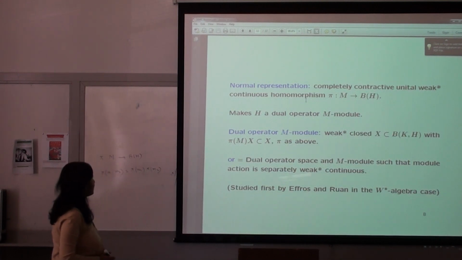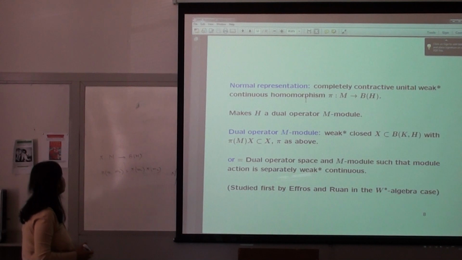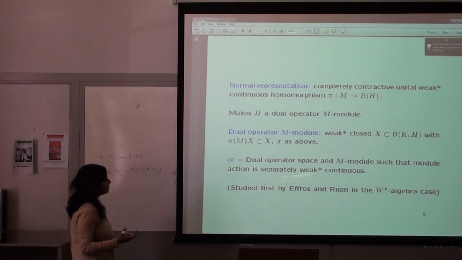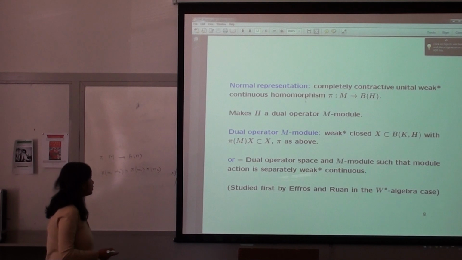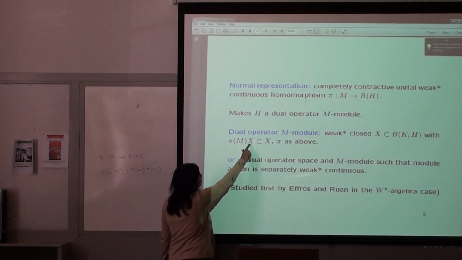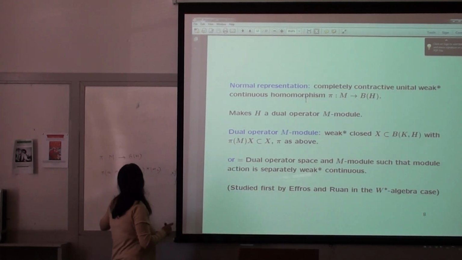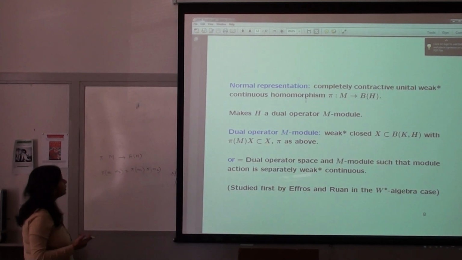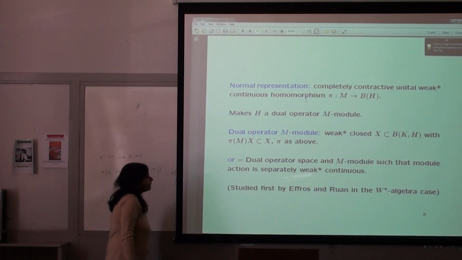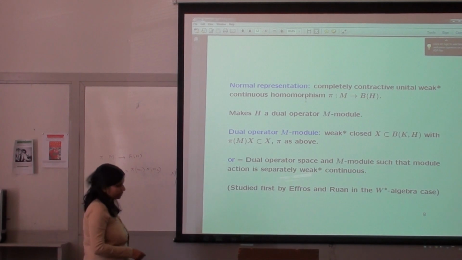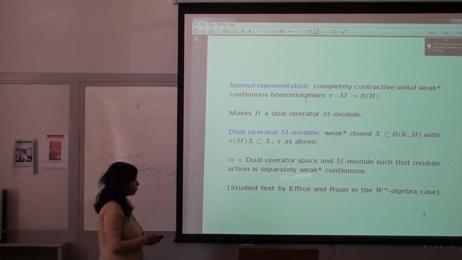If you have a normal representation like this, it makes the Hilbert space H into a dual operator module. What do we mean by a dual operator module? A dual operator module is a weak star closed subspace X of bounded operators on a Hilbert space which is closed under this operation: if you multiply M with X, it stays inside X, where pi is the normal representation. So it is a dual operator space with a module structure, and the module structure is weak star continuous. These objects were first studied by Effros and Ruan in the von Neumann algebra case. For us, von Neumann algebra and weak star algebra are the same thing.